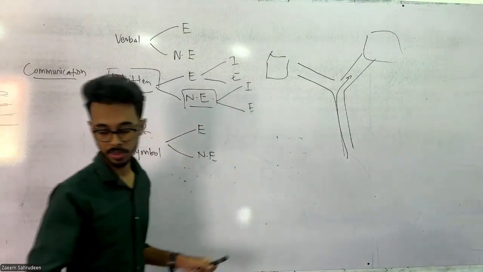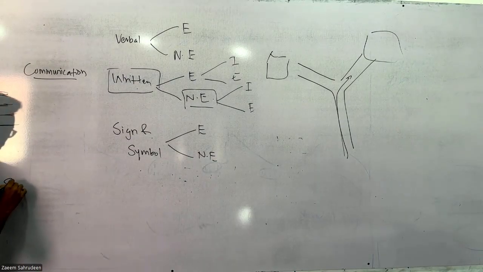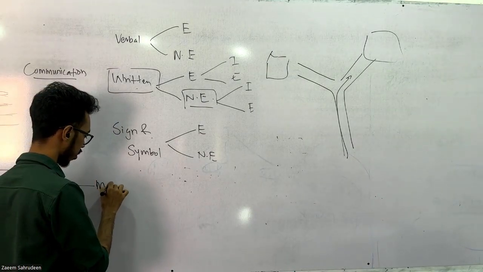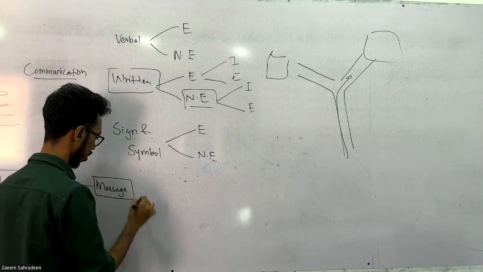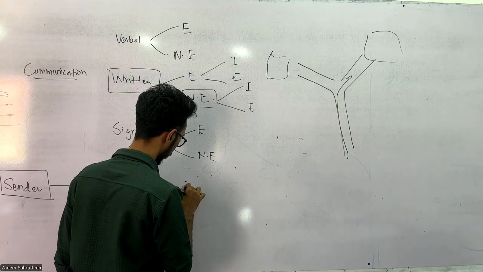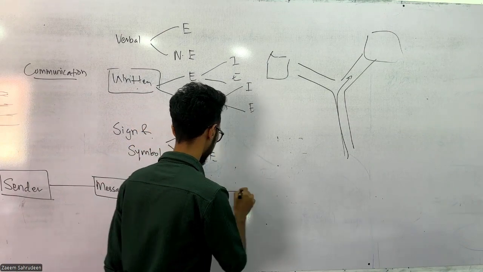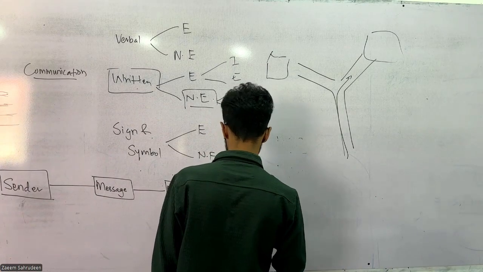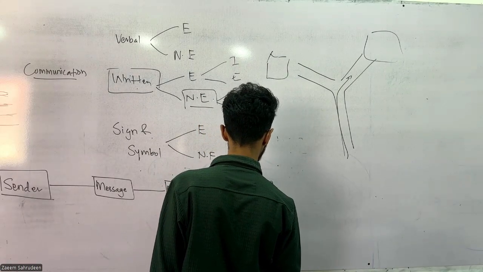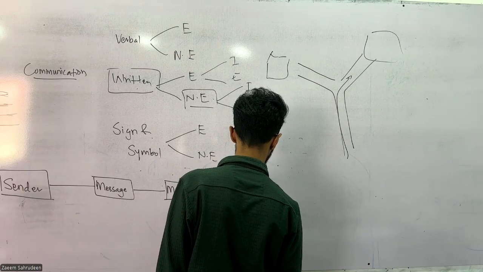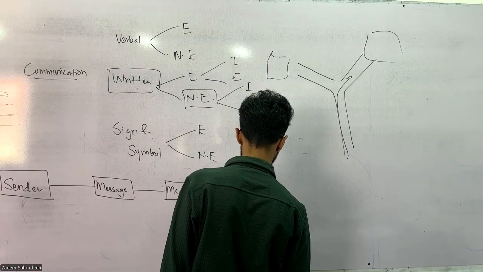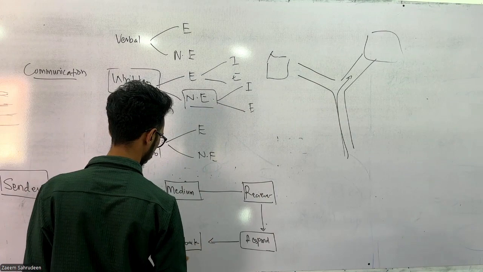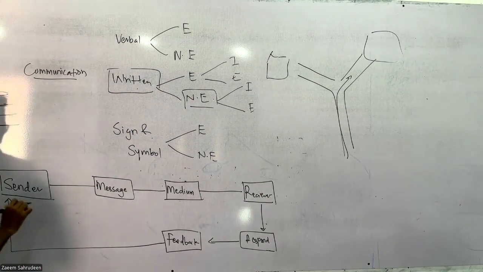And then the communication process diagram. First we have the sender. Then we have the message. Then we have the medium. And then from the medium we go to the receiver. The receiver gets the message. Once they get the message, they will respond. After they respond, they will provide feedback. And this feedback will be received by the sender.